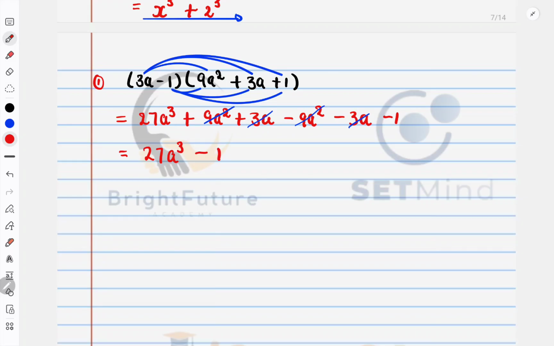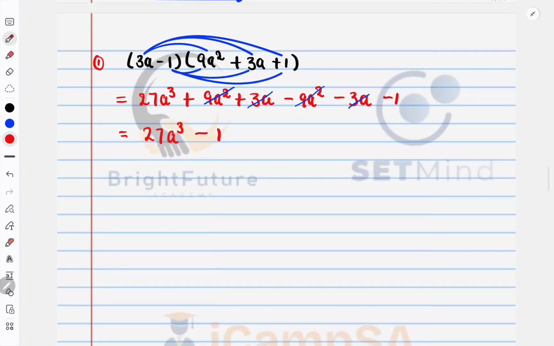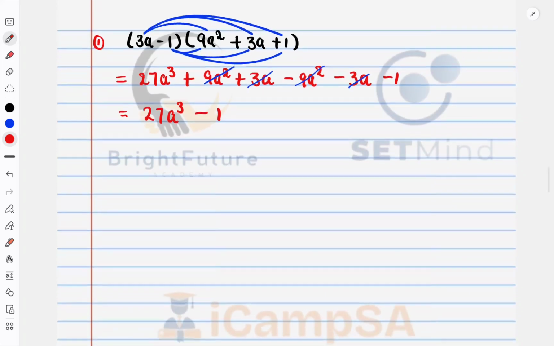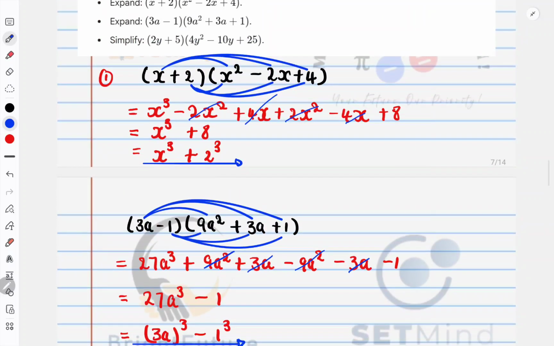This is a difference of 2 cubes, because 1 can be raised to 3 and we'll still get 1. So this is essentially (3a) cubed minus 1 cubed. Difference of 2 cubes. Oh, I said 1 again here. It was supposed to be 2.